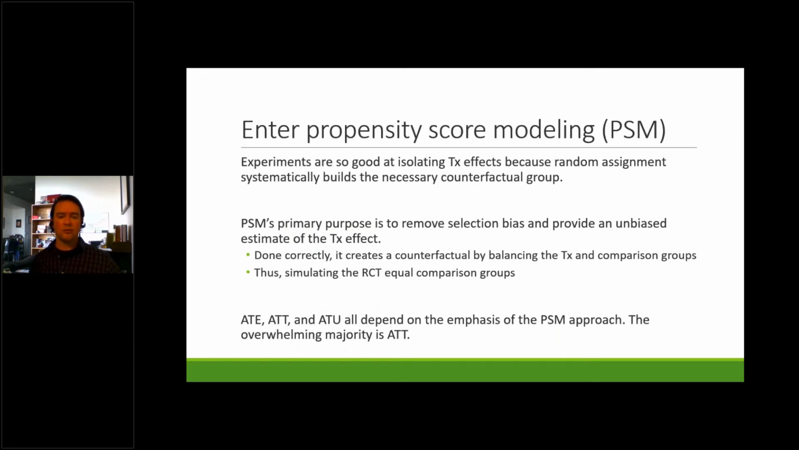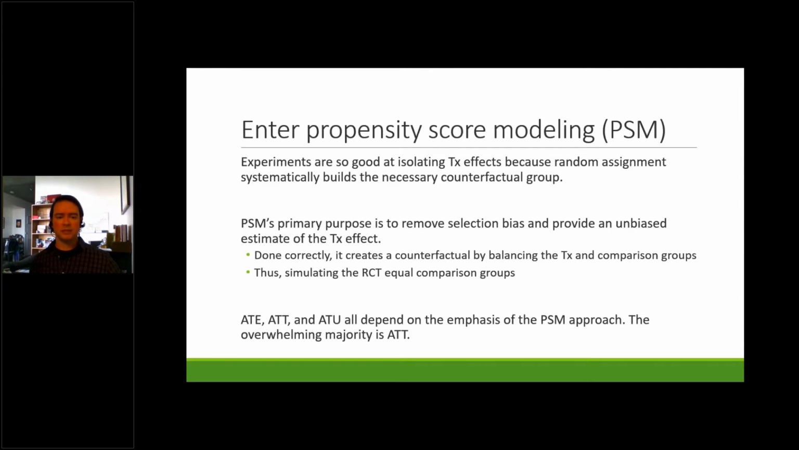Experiments are so effective at isolating the treatment effects because randomized assignment, the random assignment, systematically builds the necessary counterfactual group. PSM's primary purpose is to remove selection bias and provide an unbiased estimate of the treatment effect. If this is done correctly, it creates that counterfactual by balancing the treatment and comparison groups on the treatment group traits, thus simulating a version of the randomized control trial by creating these equal comparison groups. But we cannot account for the unobserved factors, which I'll highlight in a bit.